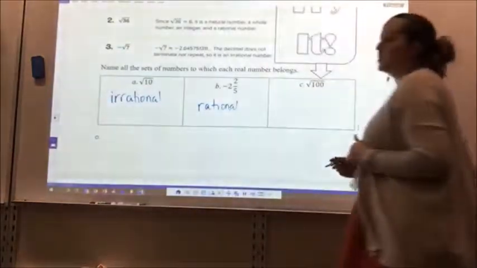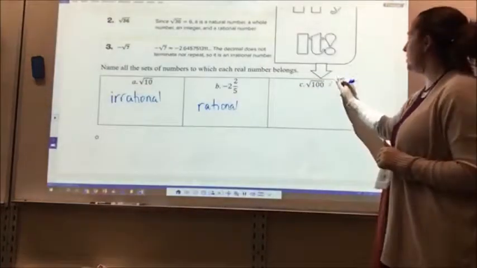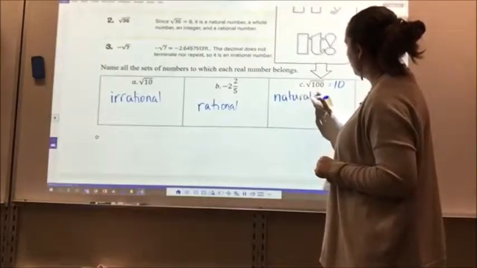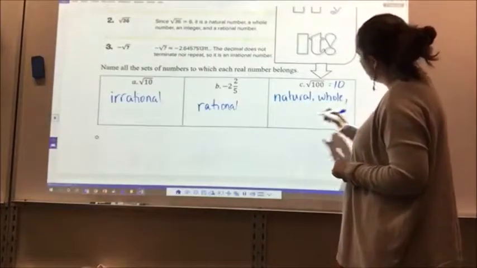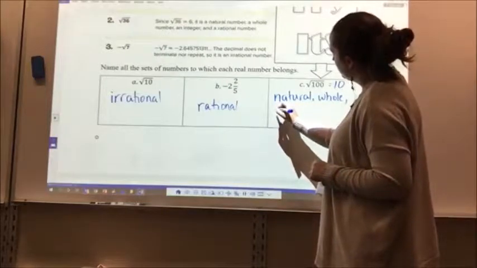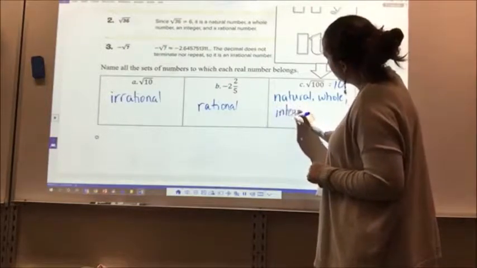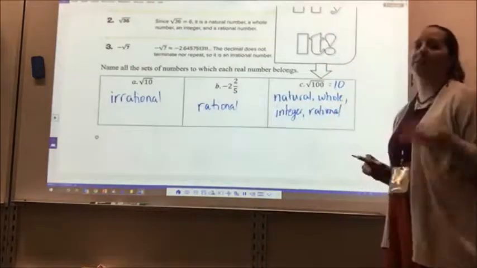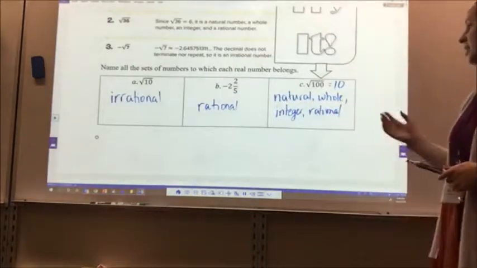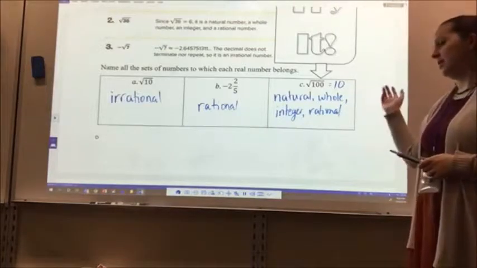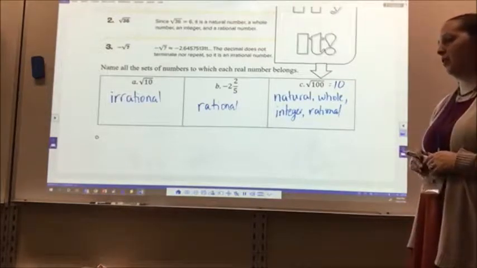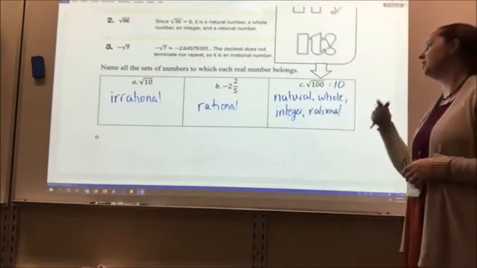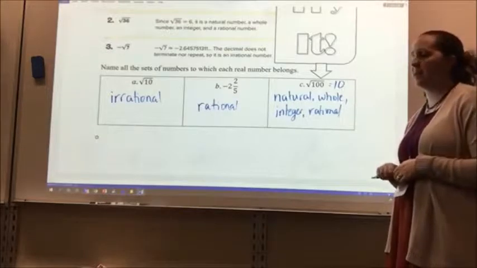Letter C, I have square root of 100, which really equals 10, so this is going to be a natural, whole, integer, and rational. Okay, so it's everything except the irrational one. It's a natural number because it's greater than 1, and it's a whole number, which includes 0. It's an integer, and it's a rational number because I can write this as a fraction.